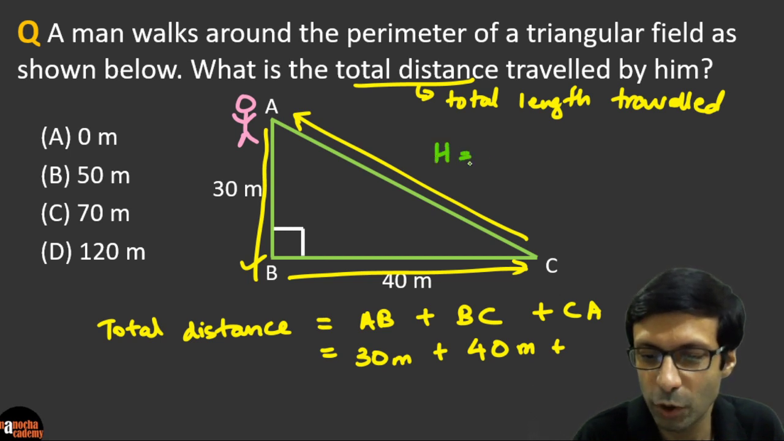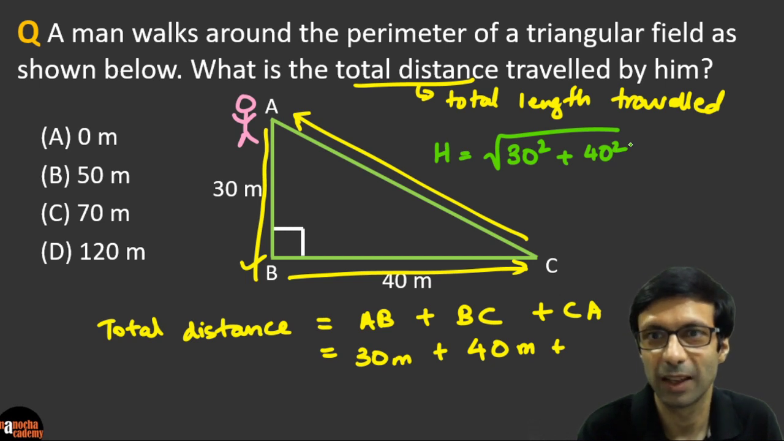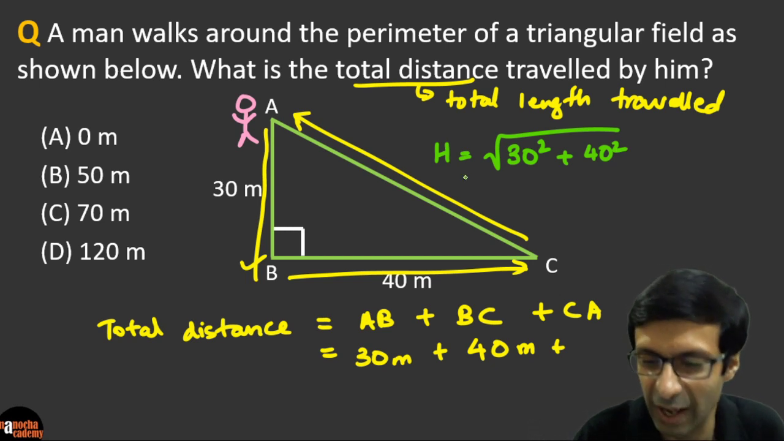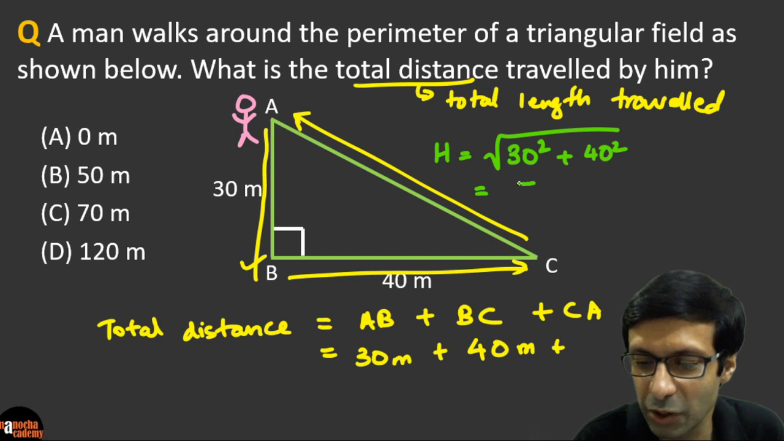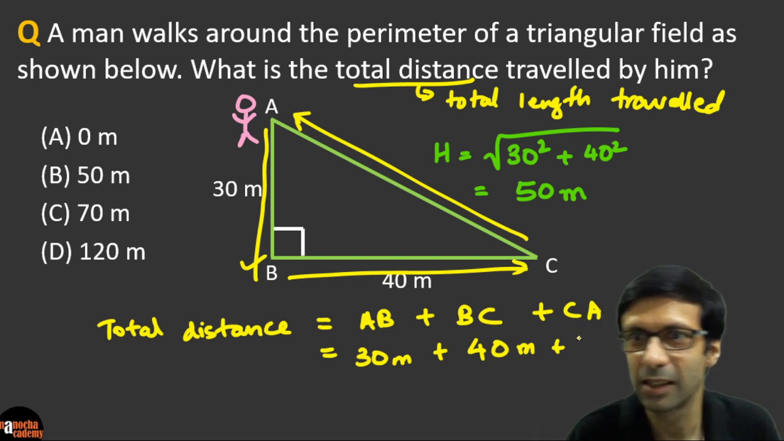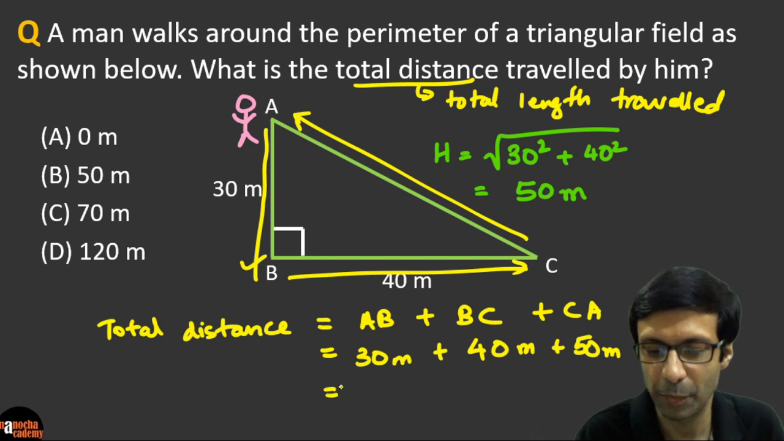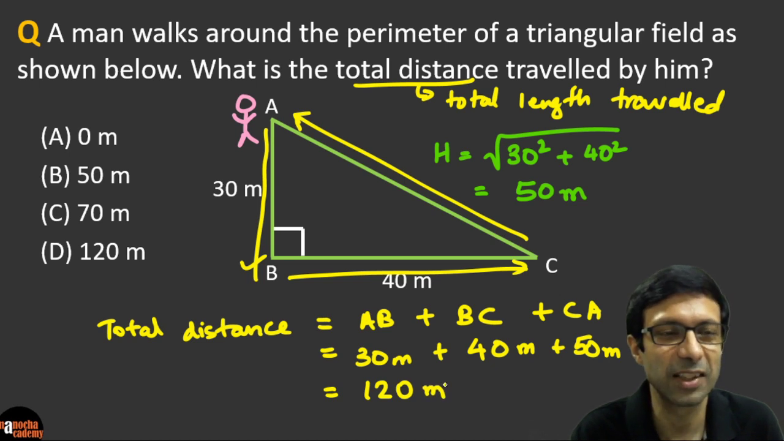So we can calculate the hypotenuse of this right angle triangle. The hypotenuse is going to be the square root of 30 square plus 40 square. CA is the hypotenuse here. It's opposite to the 90-degree angle. And if you work that out, it's going to be 50 meters. So let's substitute that here, plus 50 meters. And now if you add up all those numbers, what do we get? We get 120 meters.